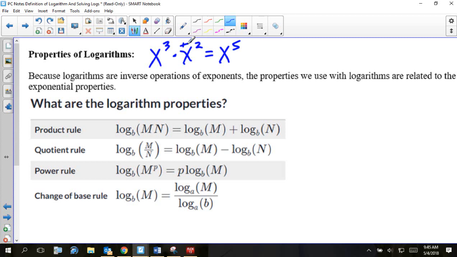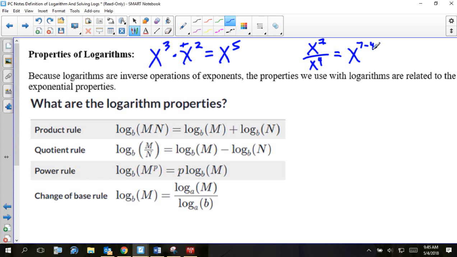The quotient rule in exponents is like x to the 7 over x to the 4. What would that be? How did you get that? We subtracted, right. So if we have a quotient of what we're taking the log of, we can separate that into separate logarithms by subtraction. You have the same base, separate logarithms, the log of the numerator, subtract the log of the denominator.